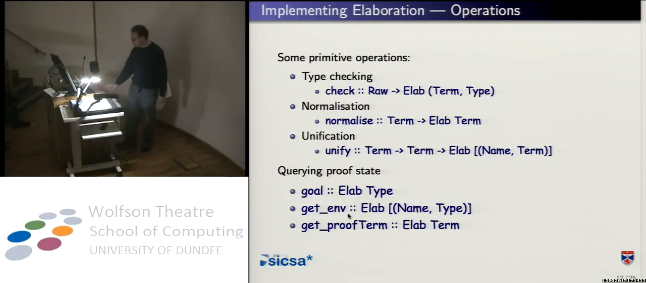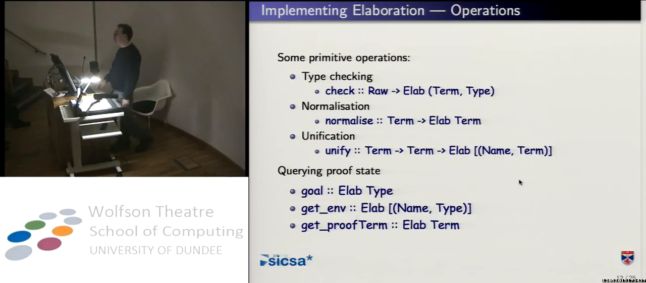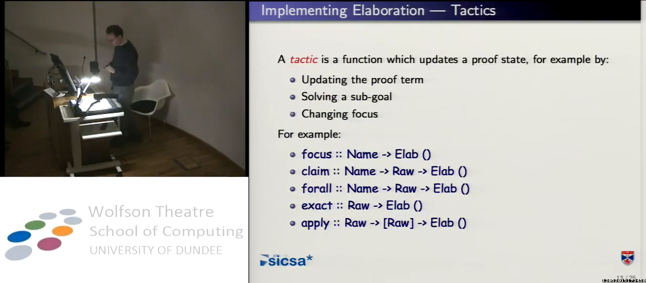There are all kinds of things that we can have access to. So getN gets us access to the current context, for example. get proof term gets us access to the current state of what we're trying to do. So all of the things that are in the state, we can have access to if need be. And then finally, we have tactics.